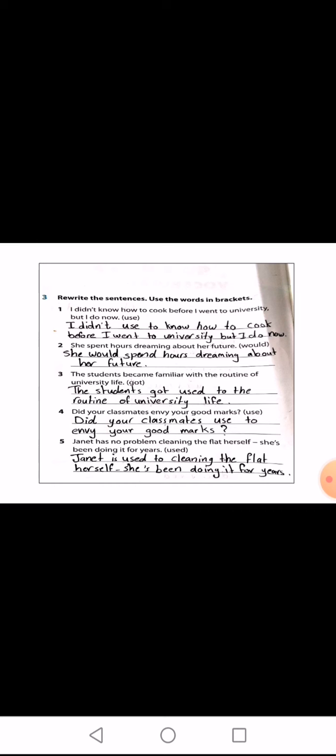Number 2. She spent her time dreaming about the future. Would: she would spend her time dreaming about the future. Because of that, events happened in the past, but it doesn't happen now. Number 3. The students become familiar with the routine of the university. The students got used to the routine of the university.